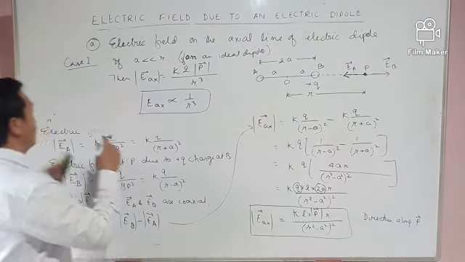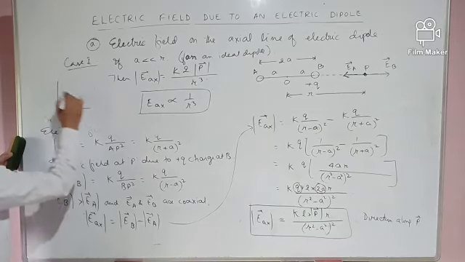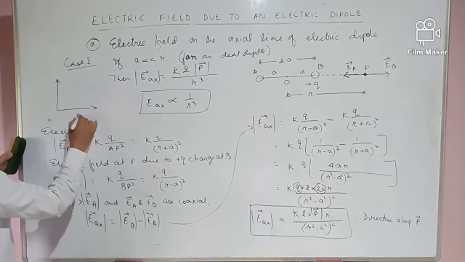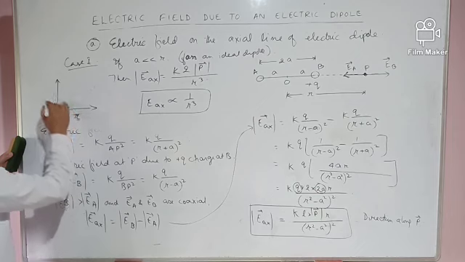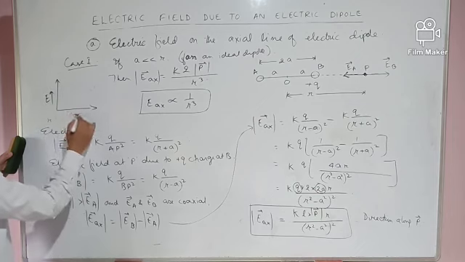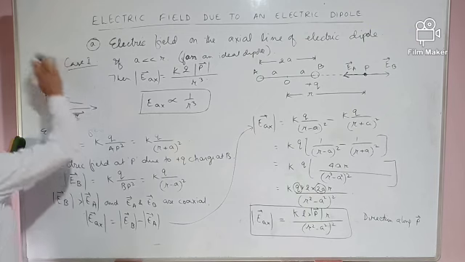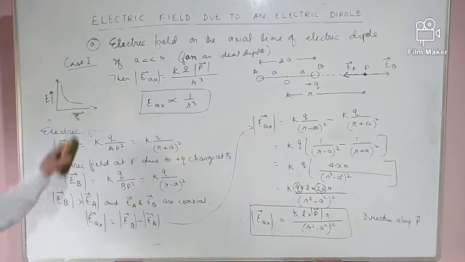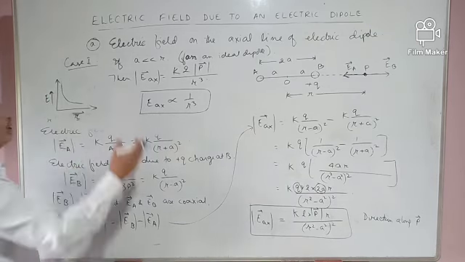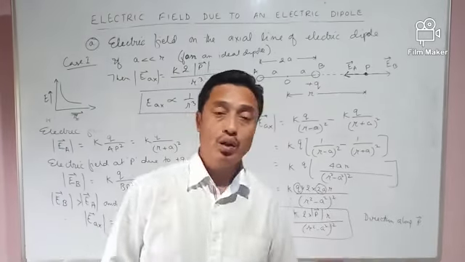Now, if we plot the graph, the nature of the graph will be somewhat like this. This is R and this is E, and the nature of the graph will be somewhat like this. So this is the required expression for electric field on the axial line of an electric dipole.